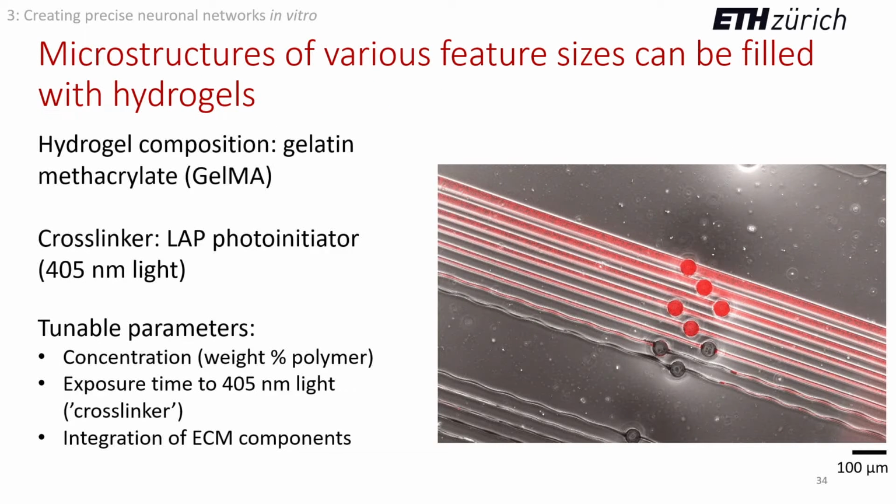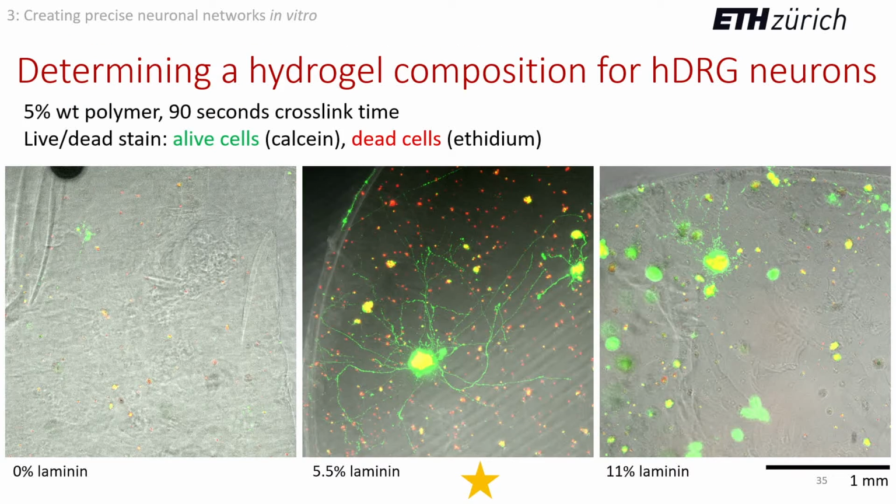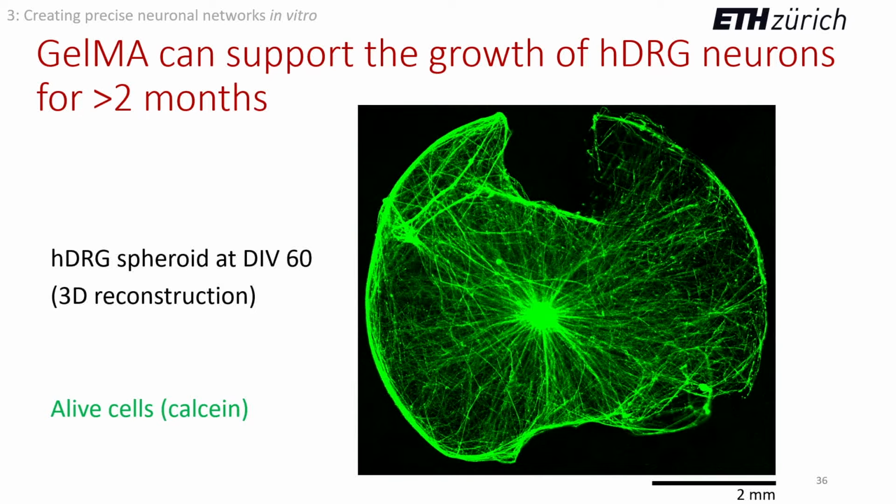We can fill our structures with photocross-linkable hydrogel. So here we're using GelMA. And just as in part 2, where we can change and optimize a whole range of properties, we can do the same again. I'll skip this slide briefly in just looking at different compositions and show that for our GelMA, we can support our spheroids actually for more than 100 days. But in this image, the spheroid is at 60 days. The green components show the alive portions.